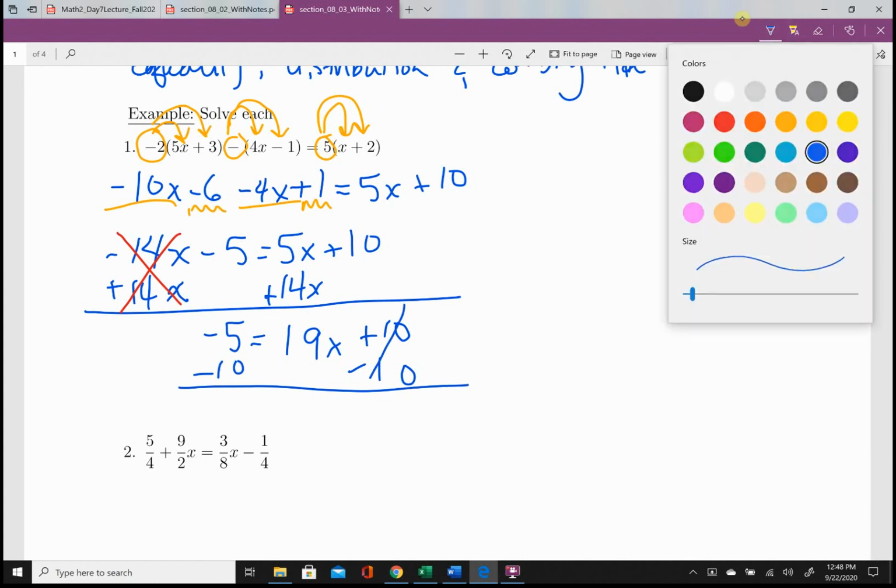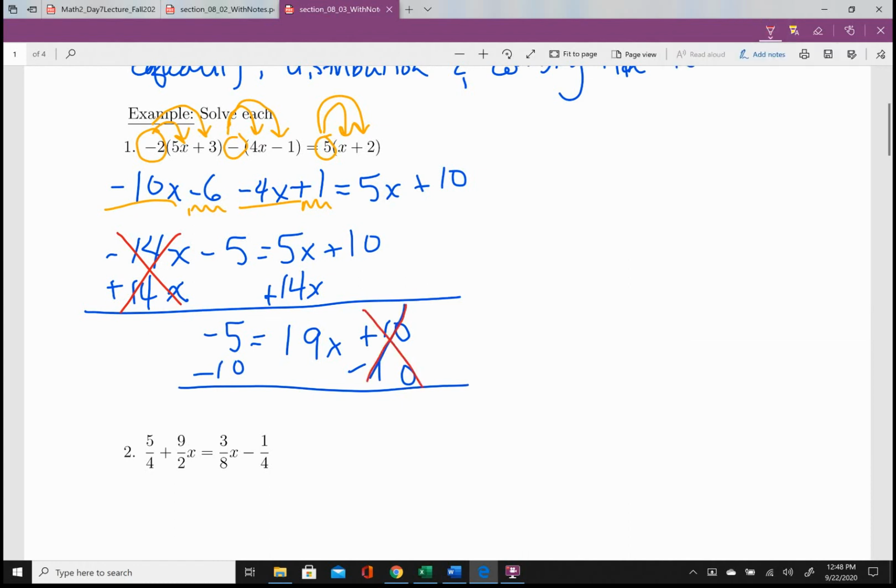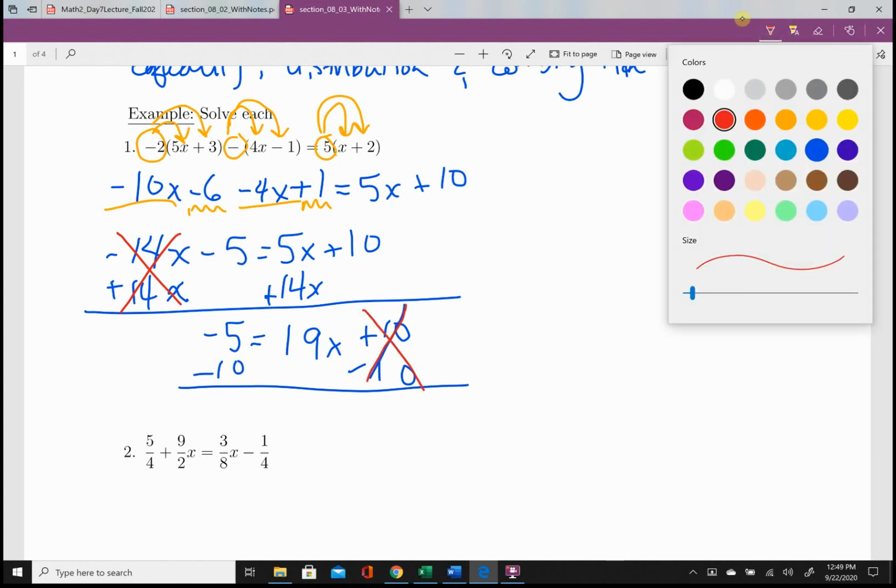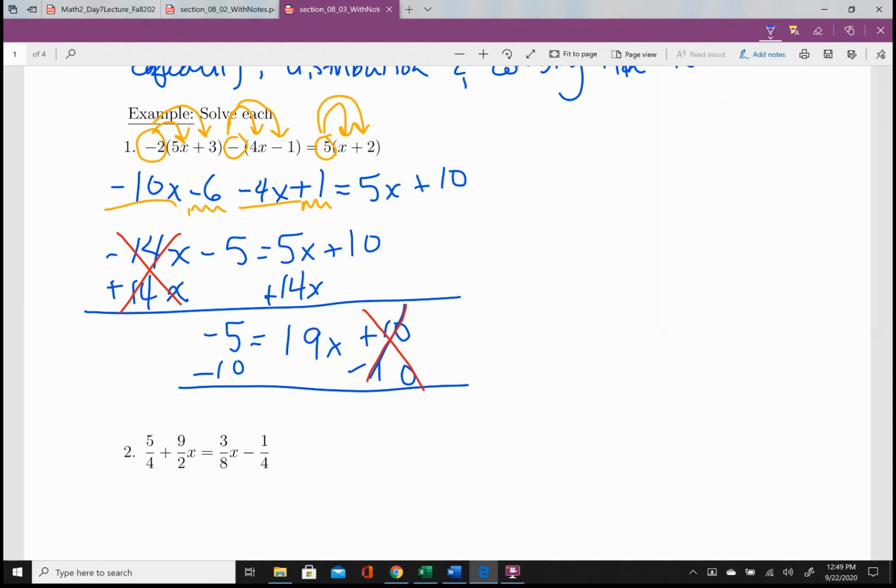And I guess if I'm trying to be consistent, I would have a red slashy there. And then we will have negative 15 equals 19x. Lastly, we will divide both sides by 19.